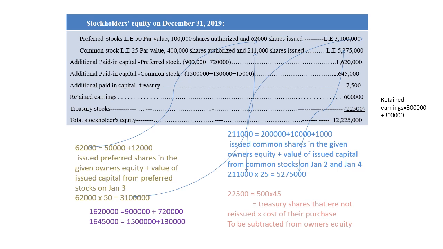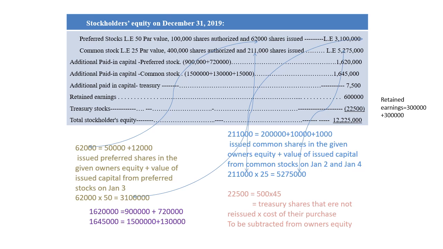At the very beginning, it was 1,500,000. We add to it the additional paid-in capital from common stocks that happened twice. Once on the issuance of common stocks on January 2, and the other one on June 4. You'll find we had additional paid-in capitals of 130,000 and 15,000. So we add the beginning balance, 1,500,000 plus 130,000 plus 15,000, we get the additional paid-in capital of common stocks, 1,645,000.